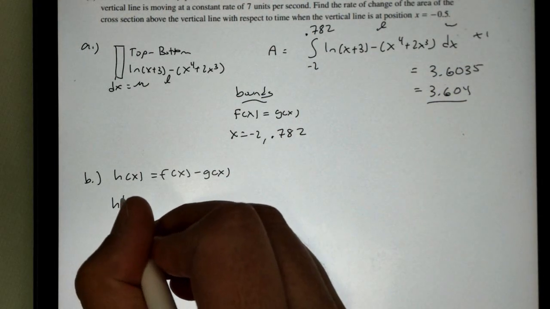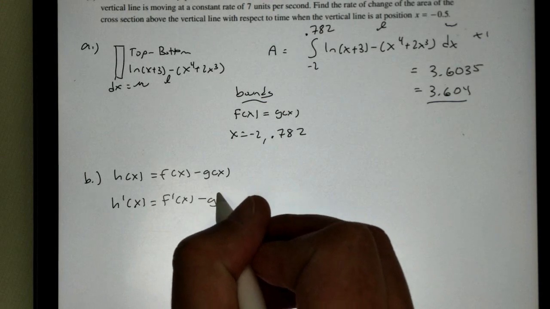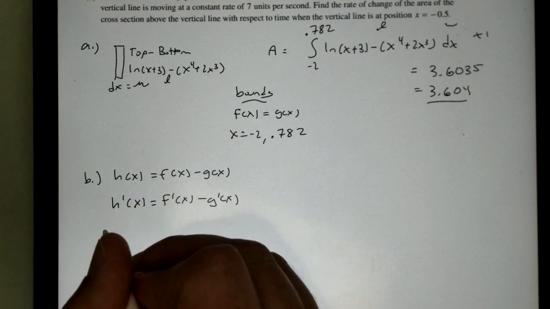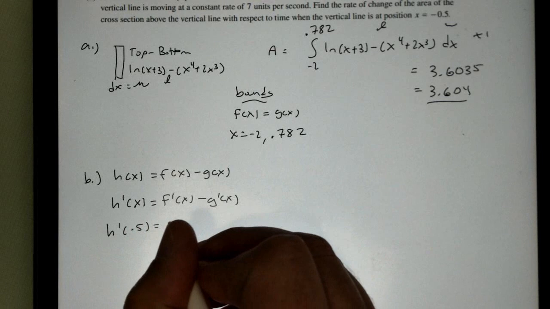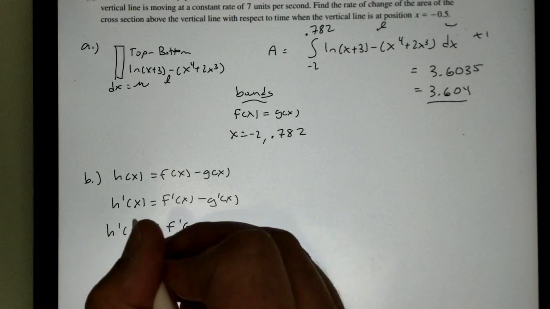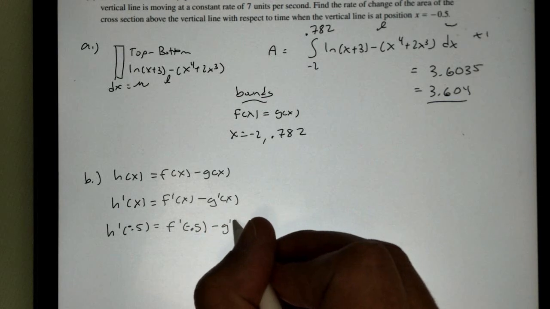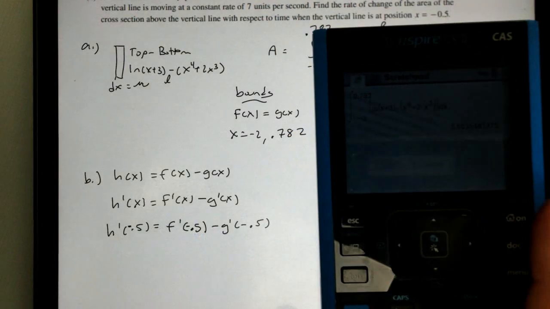And I'm going to take the derivative. Before I type in anything, I am going to physically write out that derivative right here. And now all I have to do is plug in my negative 0.5. h prime of negative 0.5 is equal to f prime of negative 0.5, sorry about that, minus g prime of negative 0.5. And I already have it graphed, and that's what the calculator is really good for.